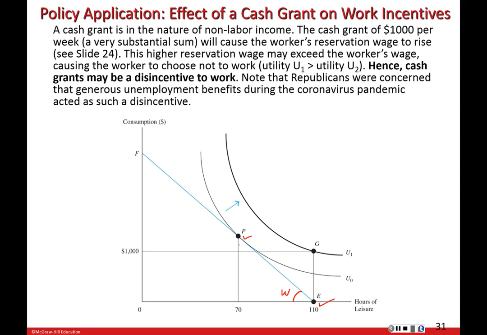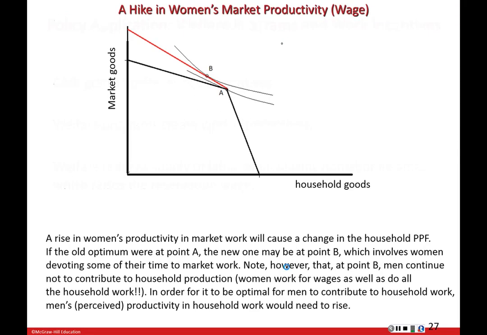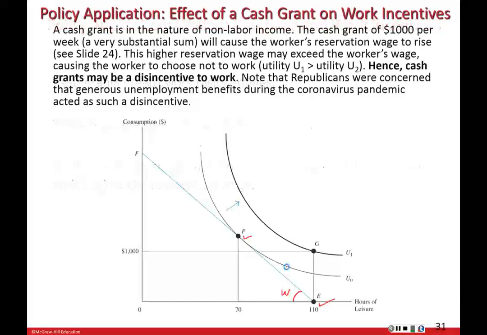And now the government comes along and gives this individual a very high cash grant, just a lump sum payment with no strings attached. So this is a $1,000 cash grant, $1,000 per week, which is of course a very, very substantial sum. And what this does is it causes the point of no work to now be G. And we know that the reservation wage at point G is higher than at point E, correct?